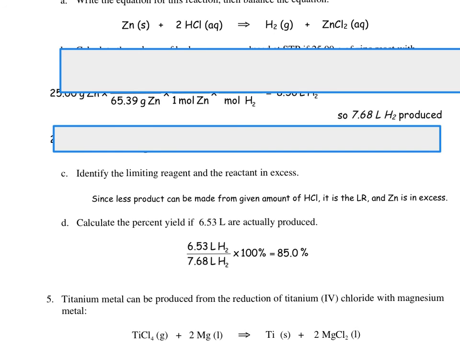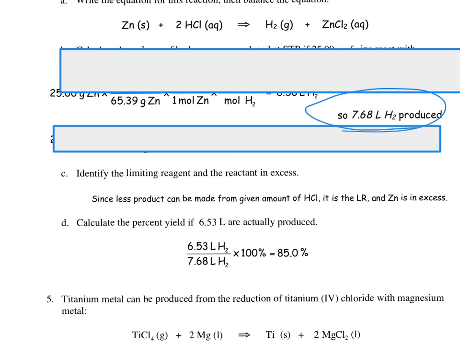And the last part, Part D, asks to calculate the percent yield if 6.53 liters of H2 gas are actually produced. So we did the stoichiometry up here and determined that theoretically we should get 7.68 liters of hydrogen produced from that 25 grams of both reactants. But reactants rarely go all the way to completion, and there are a whole lot of other things that can go wrong, as we've experienced in lab sometimes this year. So not that surprising that you get less than the expected.